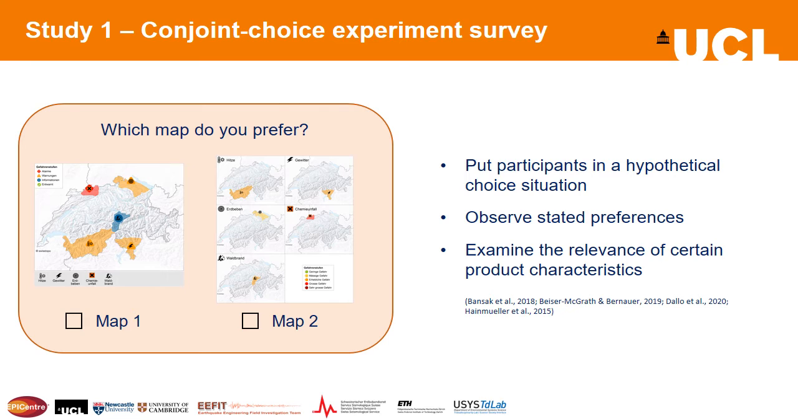This allowed us to observe stated preferences and also to examine the relevance of certain product characteristics. So for each attribute or characteristic we had different levels, and then we were able to explore which of these levels were preferred.